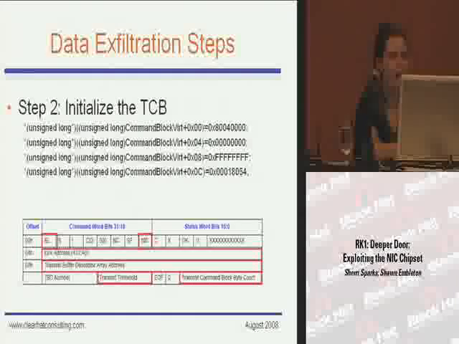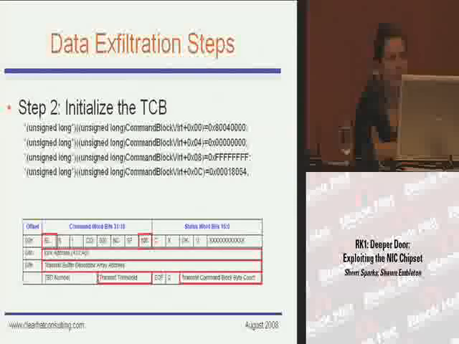So the second step is to initialize the TCB. There are several bits that we need to initialize. The first one, the EL bit, indicates that this is the last transmit command block in the command block list, because we're only going to send one packet. So we're dealing with the absolute most simplest configuration, sending one packet at a time. So our list consists of one command block. So EL will be set.